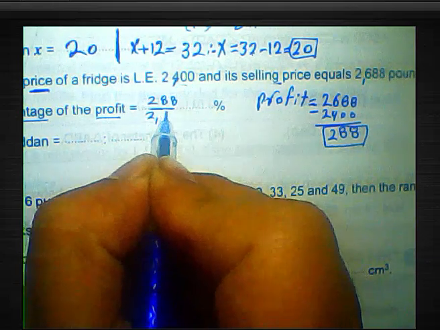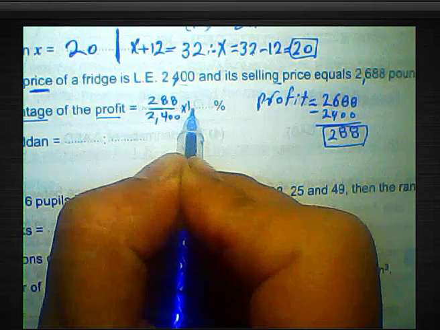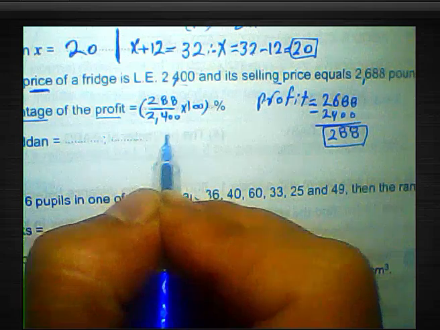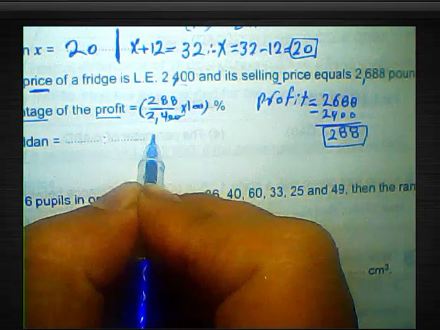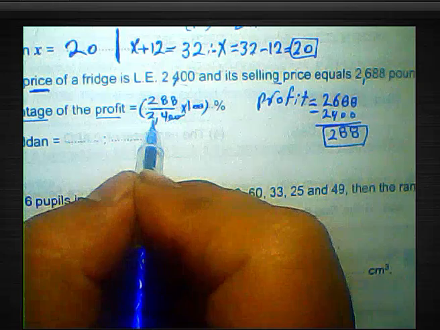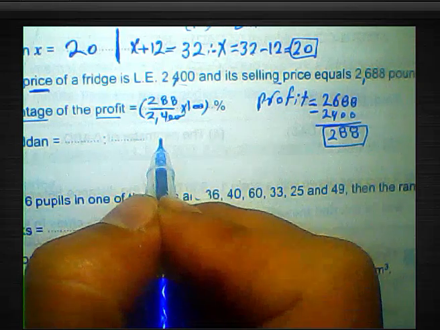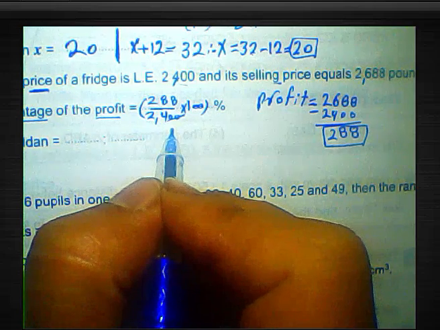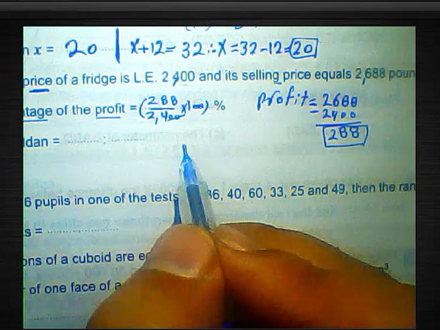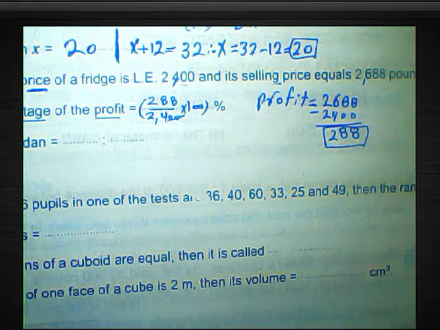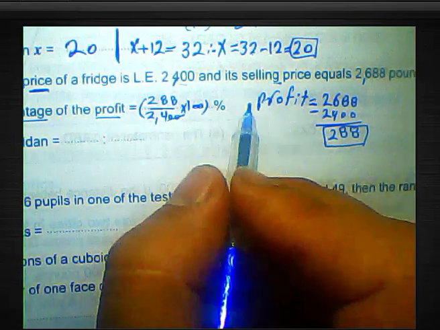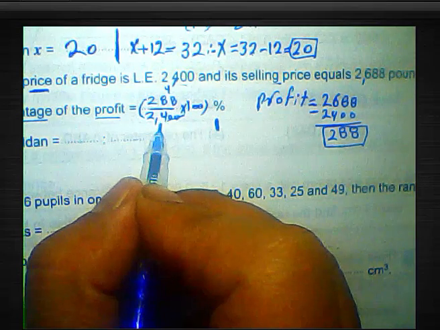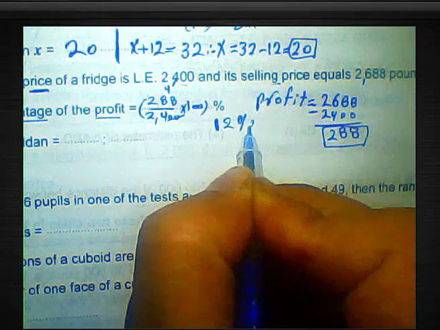Cost price here 2,400 and we multiply by 100 to find the result. We can cancel double zero by double zero here. 288 divided by 24. The result will be what? 4 times 7 equals 28, 8 and carry 2. 2 times 7 equals, and here 28 divided by 24 equals 1, and the remainder 4. 48 divided by 24 equals 2. The result will be 12%.